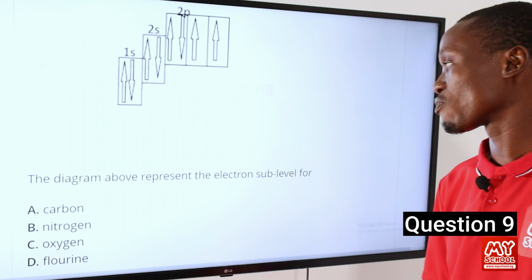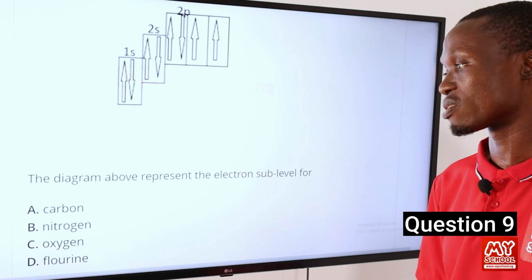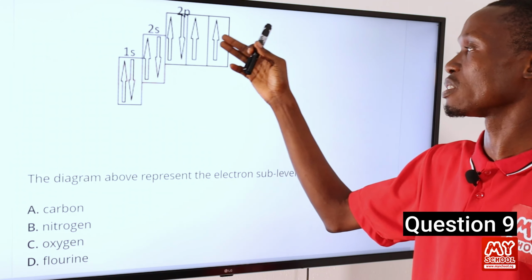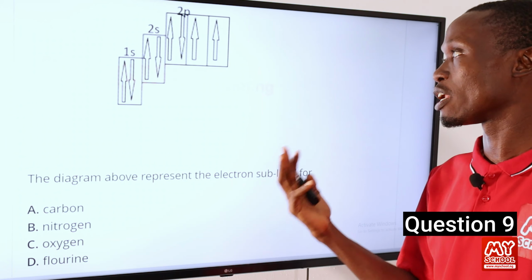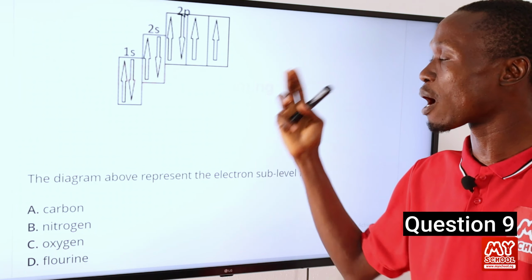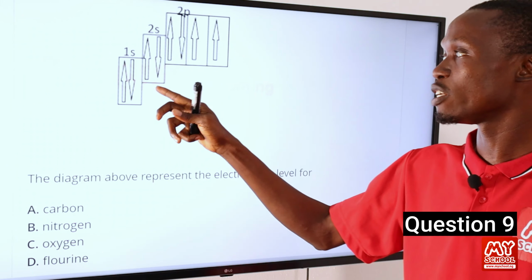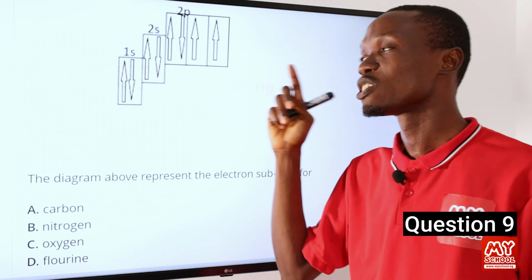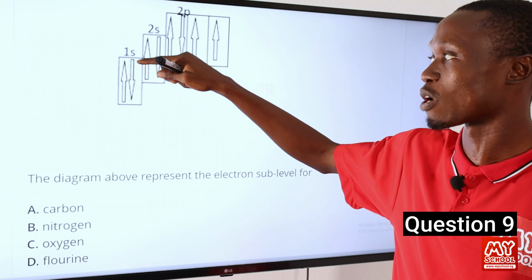The diagram above represents the electron sublevel for: A, carbon. B, nitrogen. C, oxygen. D, fluorine. Each of these arrows in this diagram represents an electron. The maximum number of electrons in each subshell is 2, and those electrons must not have the same direction, they don't have the same spin quantum number. That's why we have one of the arrows facing up and another one facing down.